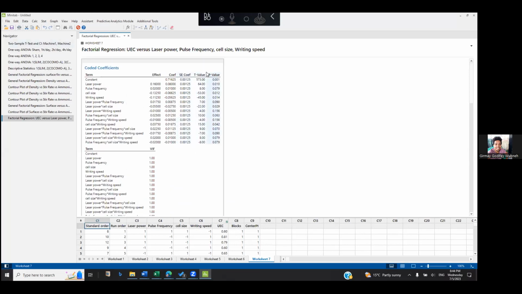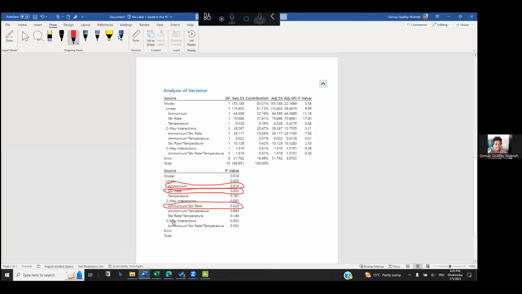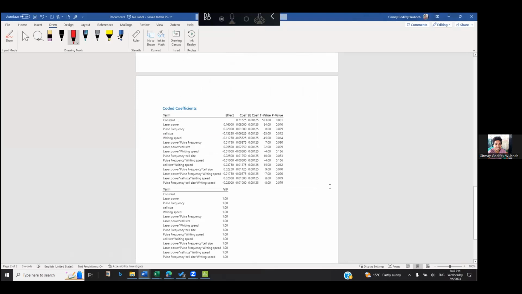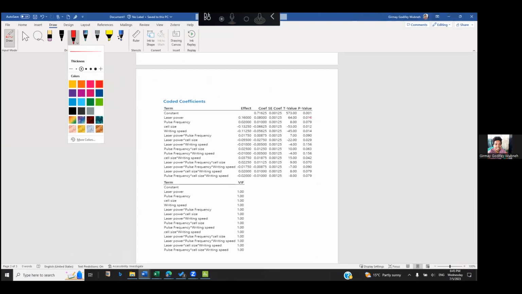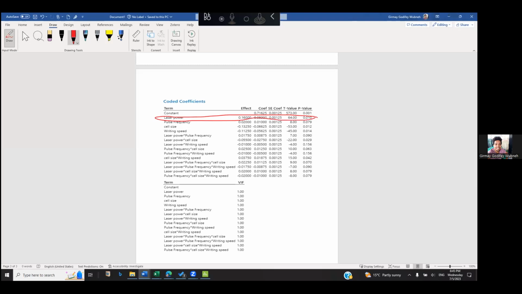So the result now is shown. For the factors and the UEC response, let's say laser power: 0.01 is less than 0.05, so it has a significant effect on the response function. Pulse frequency is 0.079, which is greater than 0.05. Pulse frequency effect on cell size is greater than 0.05, so it is not significant.